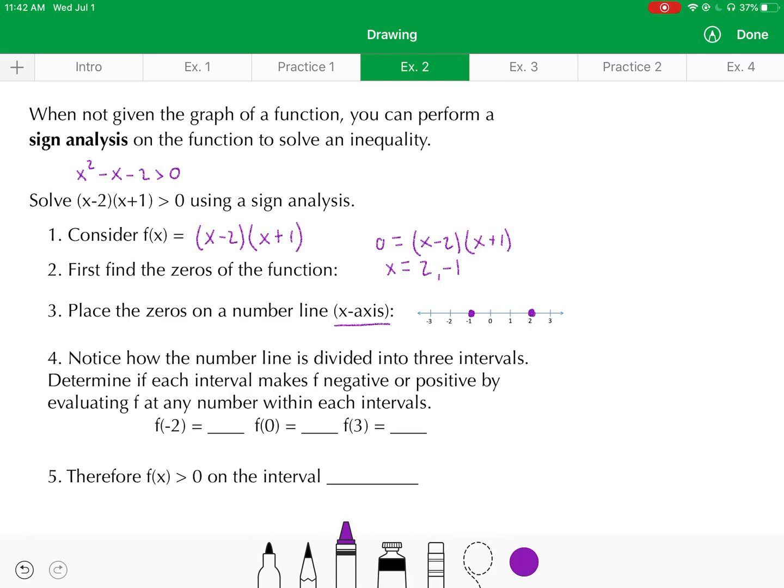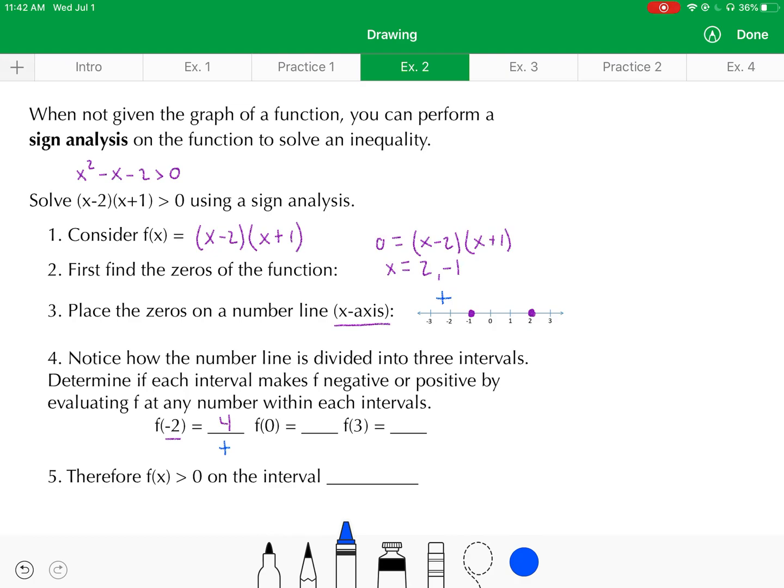I'm going to pick a number somewhere in that interval. So you notice I'm choosing to evaluate the function at negative 2. I chose negative 2 just because it's one of the easier numbers in that interval to evaluate with, okay? So if you plug negative 2 into f, you're going to get a result of 4, okay? And what I care about is that that result is a positive value, okay? 4 is positive, right? So on my number line, in the interval from negative infinity to negative 1, I'm going to put a positive sign there, okay?